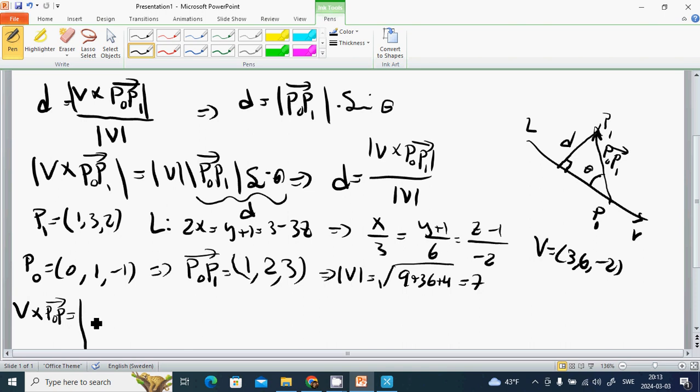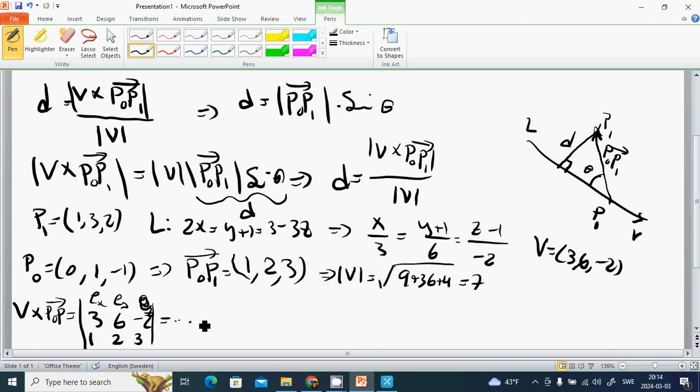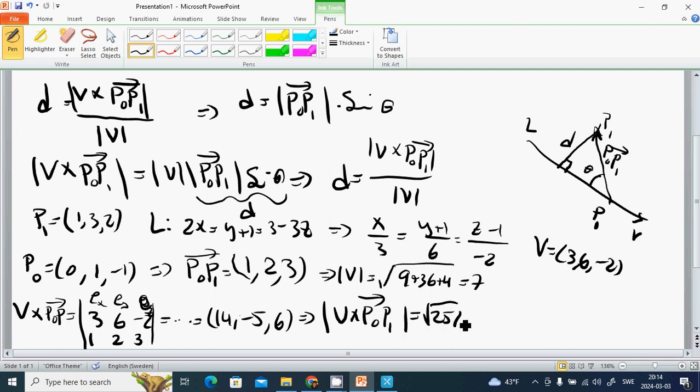equals the determinant of EX, EY, EZ, 3, 6, minus 2, 1, 2, 3, which equals 14 minus 5, 6, and its absolute value is the square root of 257. Then D equals the square root of 257 divided by absolute V, 7.